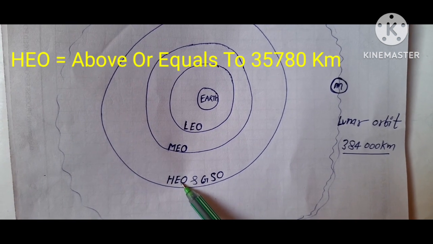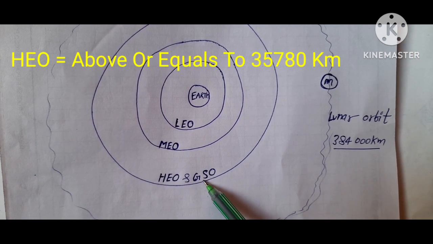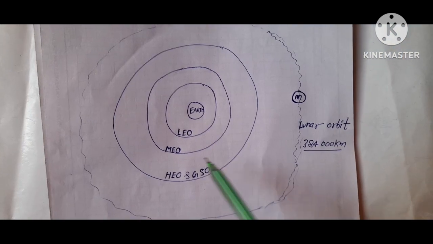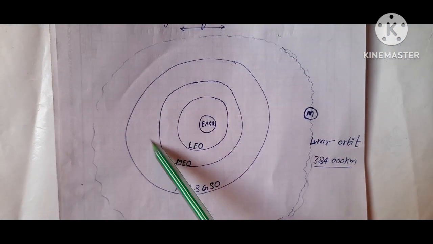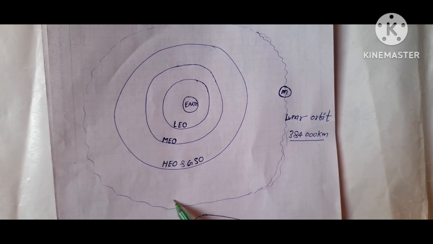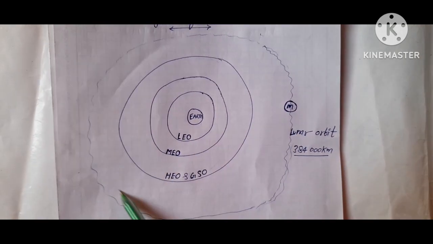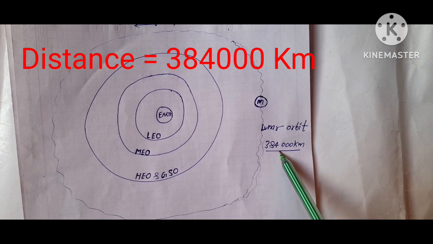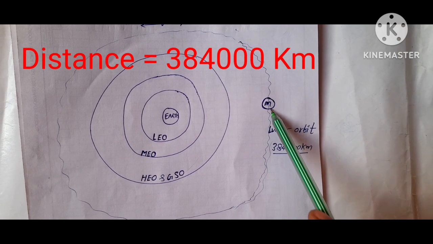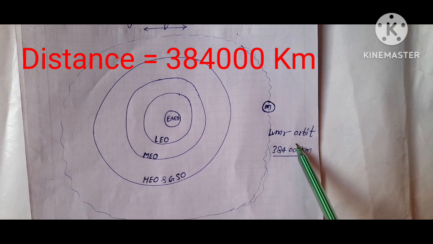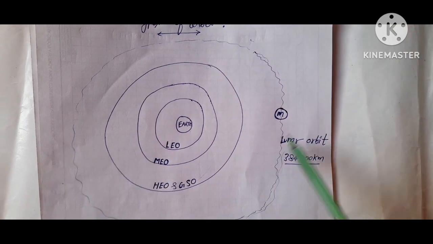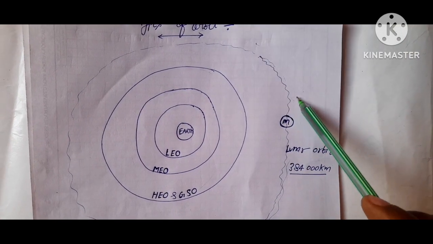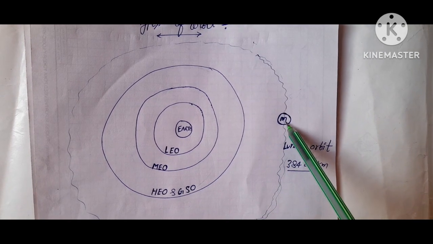HEO, high Earth orbit, and geosynchronous orbit, like this. And above this we also have the lunar orbit, about 3,84,000 kilometers. This is the Moon, so it is known as lunar orbit, and around this Chandrayaan 3 orbited and landed on it here.